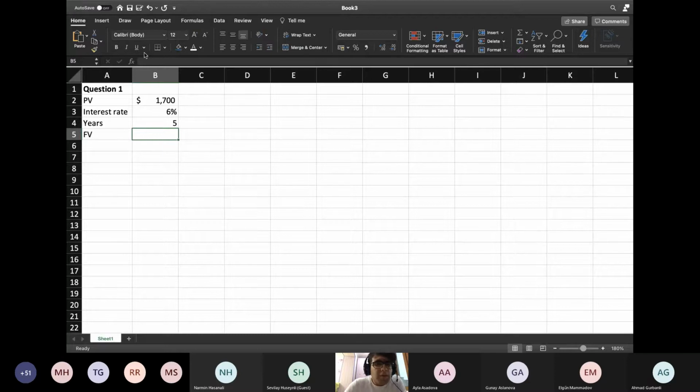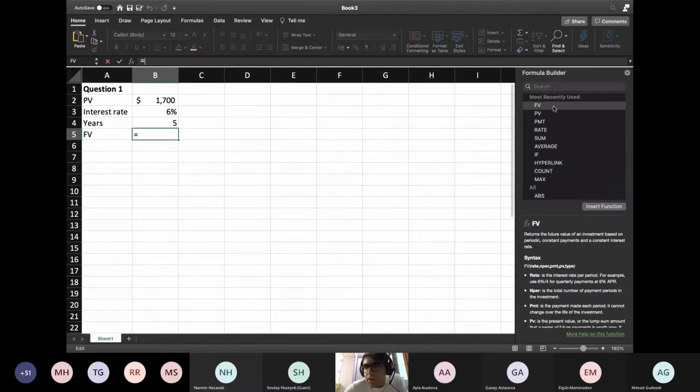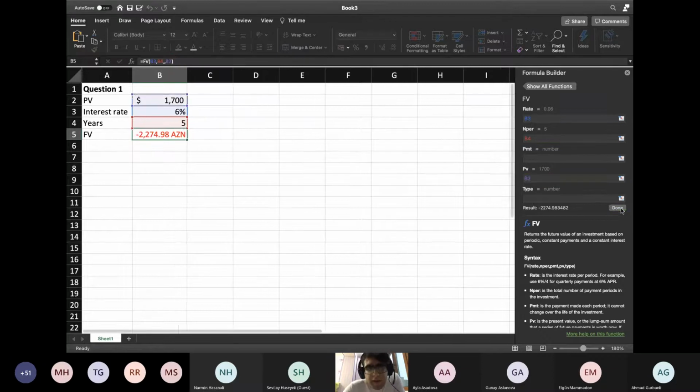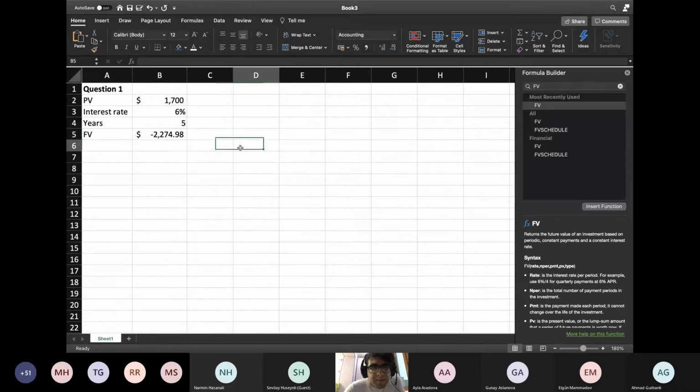It is the beginning. In order to find future value, we have the function wizard in Excel. Click on it. You will see the functions. You will see the FV. If it doesn't appear in your formula builder, just write it here, future value, FV, and click on it. You see rate. You click on the rate because the function should know the rate of your investment. Number of periods, nper, is 5 years. We don't have PMT, we ignore it. And present value. It gives us 2,274, but it gives us with negative sign.